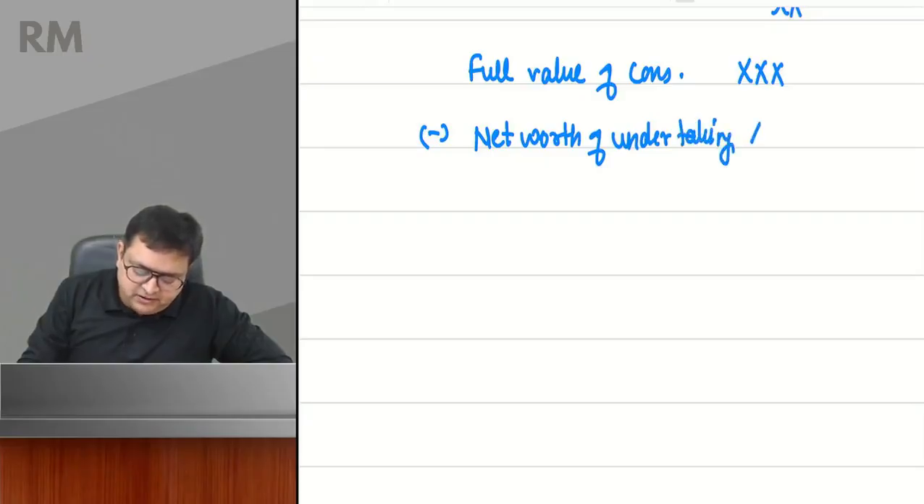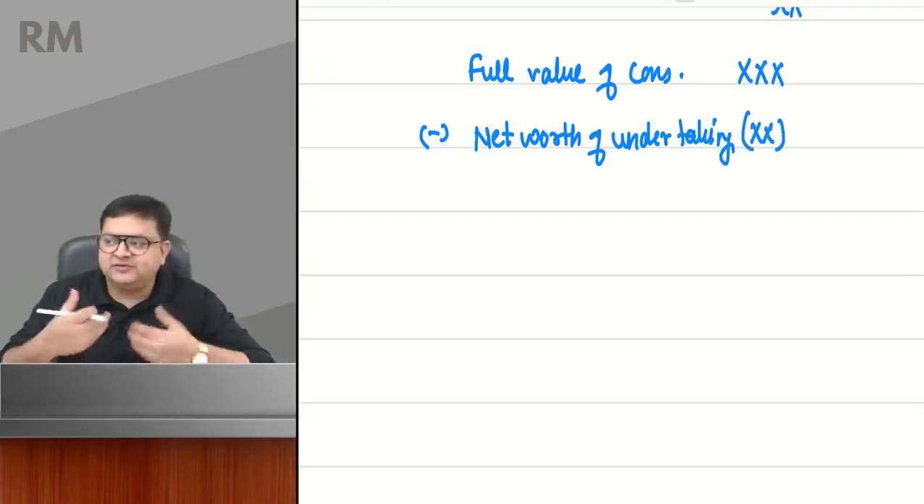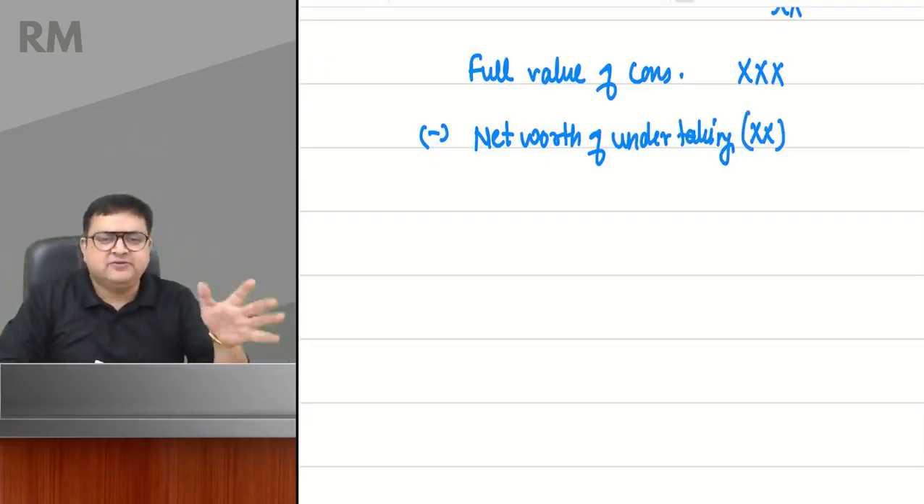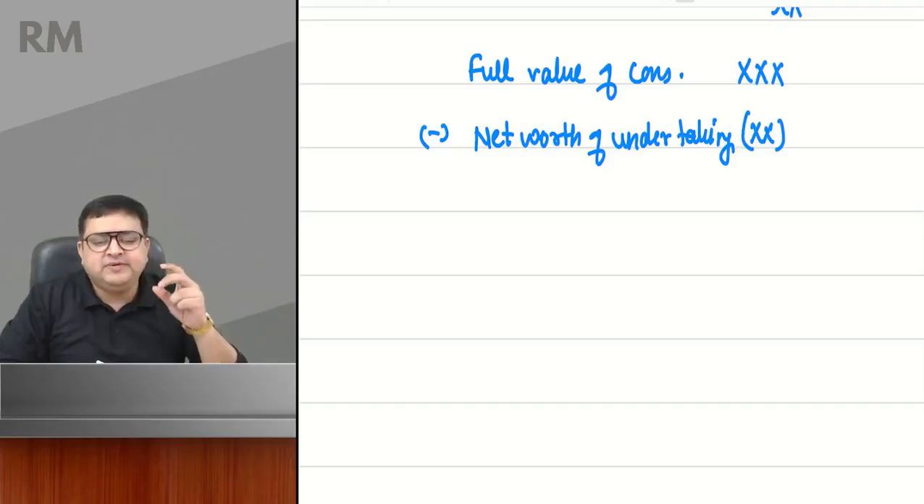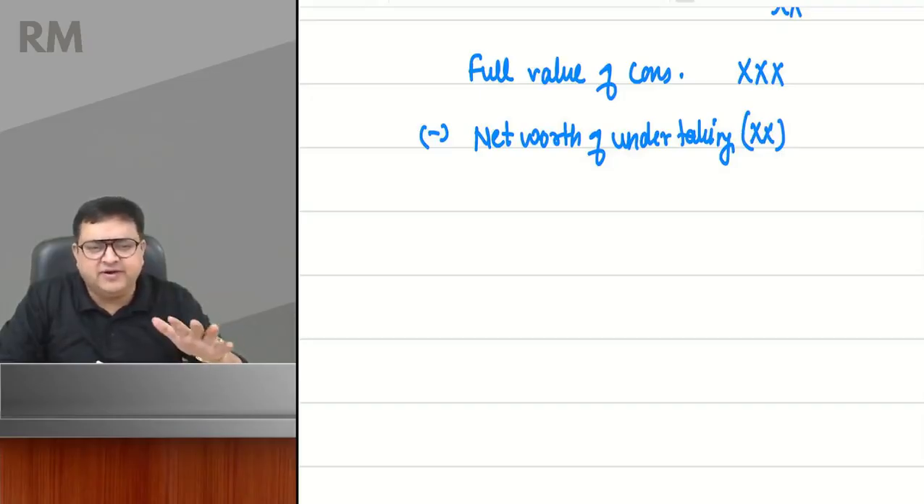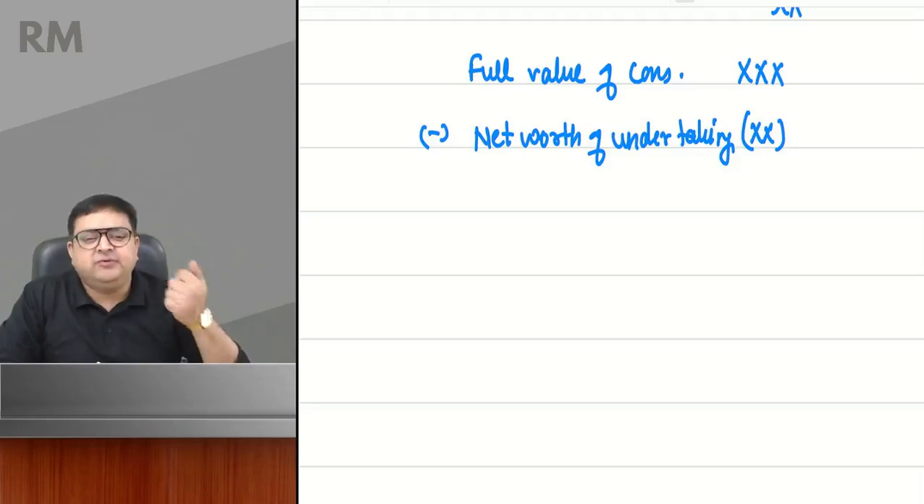Of which date? Obviously the date on which you are selling it, or 1 day before it, that is also okay. So we'll be taking the net worth of that undertaking on the day when you are selling it, or even 1 day before it, that's perfectly fine. 24 hours will not make that difference. So we'll be seeing the net worth.